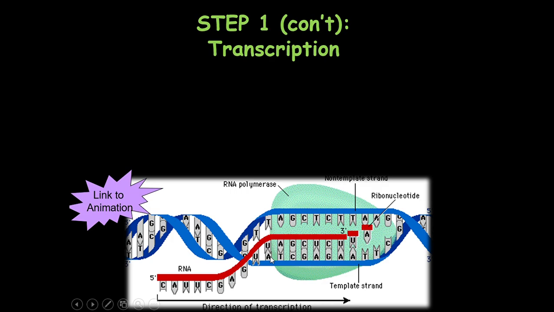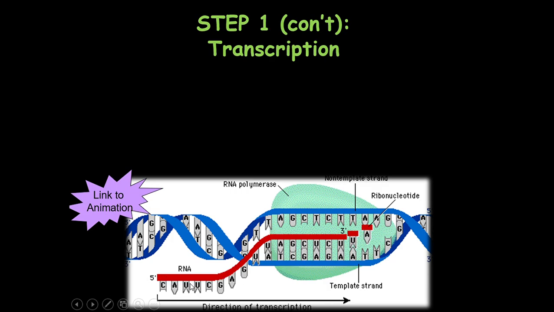Okay, so when RNA polymerase reads an A, it grabs onto an RNA U, which pairs with DNA's A, and it adds it onto the strand. Then it reads the next letter. It reads a T, it adds an A. Reads a C, it adds a G. Reads a G, it adds a C, etc., etc., etc.